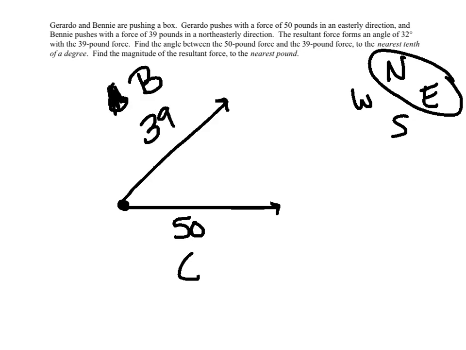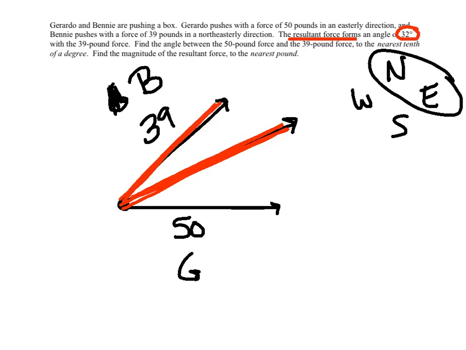The resultant force, okay, so that's the resultant, the one down the middle, forms an angle of 32 degrees with the 39-pound force. Whew, let's just stop and read that again. The resultant force, so that's this guy, take your marker and highlight it, forms an angle of 32 degrees with the 39-pound force. So highlight that there. Together, those make the 32-degree angle. Here's our question. Find the angle between the 50-pound force and the 39-pound force. So they're looking for the angle between the 39 and the 50. They want this whole angle in here.